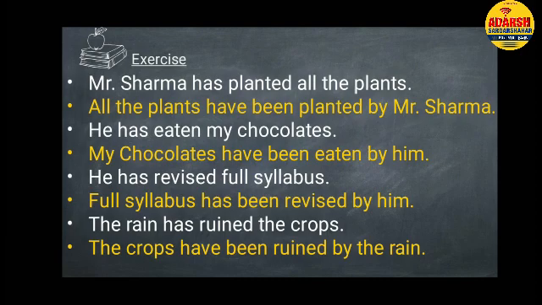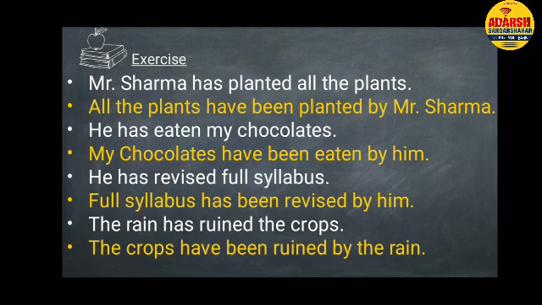Very first of all, we need to identify subject, verb and object. So here, let us do this. Our subject is someone, subject is our doer. So in this sentence, Mr. Sharma has planted all the plants. Here, subject is Mr. Sharma because Mr. Sharma is doer. So here we have our subject, while action is always a verb.